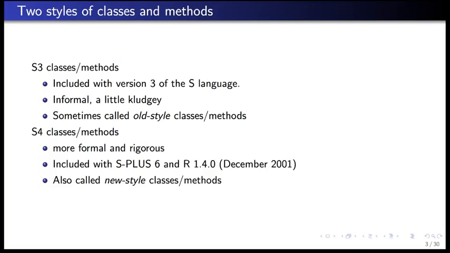In version 4 of the S language, the S4 classes and methods system was introduced. This is a much more formal and rigorous system, and therefore a little bit less prone to unexpected problems. It was included in S-Plus version 6, which is the commercial version of the S language, and it was included in R version 1.4.0, which was around December of 2001. These are sometimes referred to as new style classes and methods, or just S4 classes and methods.